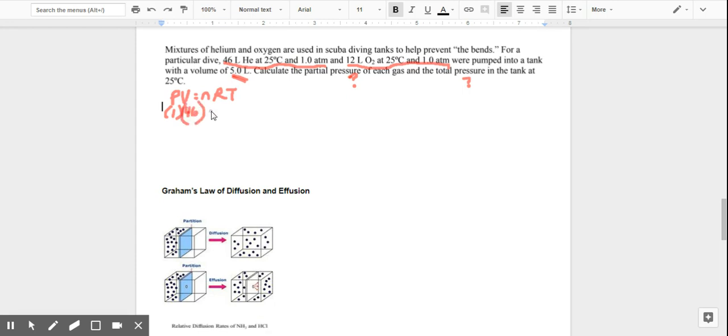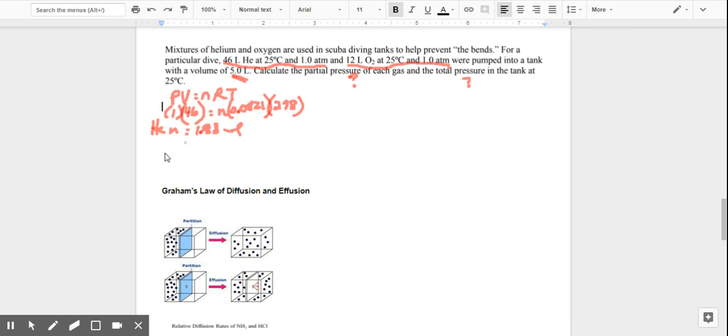Moles is what we're solving for. Our R value we know is 0.0821. And our temperature is 25 degrees Celsius, but we have to use the Kelvin form, so that's 298. So the moles that you get, and this is for helium, ends up being 1.88 moles of helium. All right, so 1.88 moles.